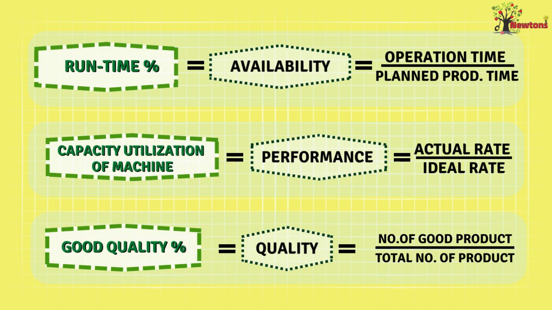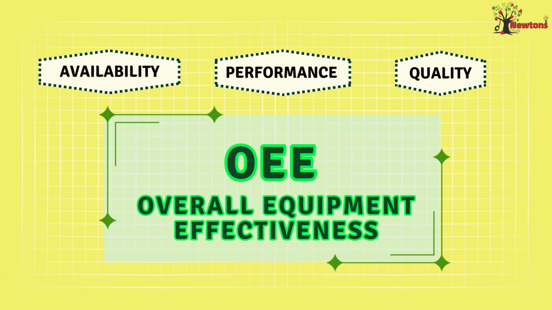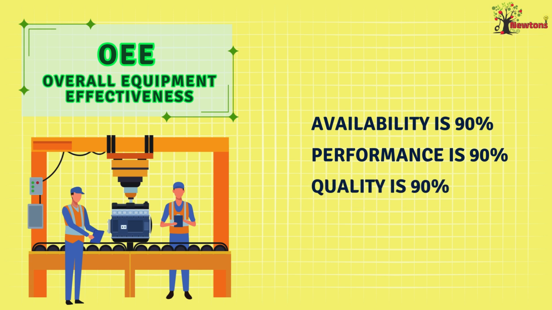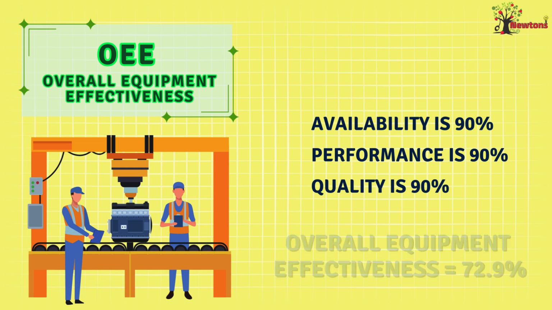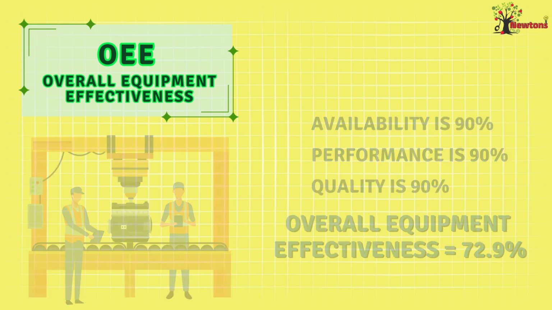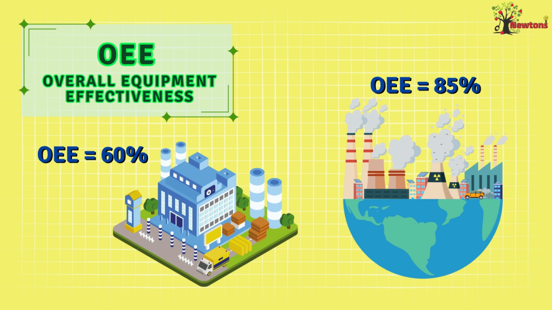Together, availability, performance, and quality form overall equipment effectiveness, OEE. It is the multiple of these three metrics. For instance, if runtime percentage is 90%, capacity utilization is 90%, and good quality percentage is 90%, OEE, overall equipment effectiveness, would be 72.9%. Just to quote, world-class organizations generally achieve an OEE around 85%. Typical companies aim for about 60%, and if OEE falls to around 40%, it is considered very low.